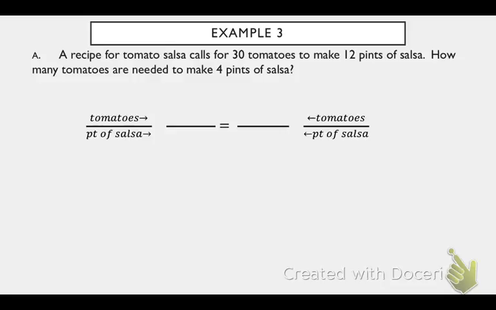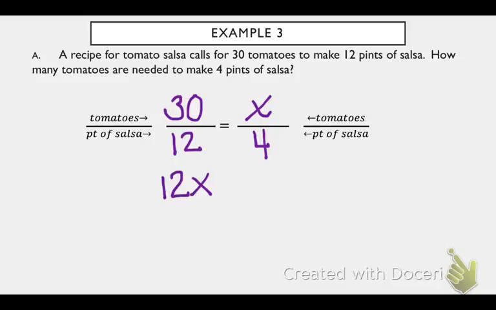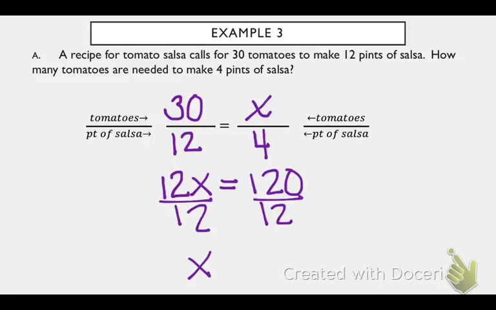So what I'm going to do is set up a proportion paying attention to my units. I'm going to put tomatoes on the top and pints of salsa on the bottom. And it doesn't really matter. I could do it the other way around, but I decided to do it this way because it's the order it is in the problem. 30 tomatoes to 12 pints of salsa. How many tomatoes are needed? So we don't know this. I'm going to put an x in the tomato spot on the right side to make 4 pints of salsa. Now, the way of figuring it out is very easy. I'm going to find my cross product equation. So 12 times x is 12x, and 30 times 4 is 120. I solve by dividing by 12, and I get x equals 10. Therefore, it takes 10 tomatoes to make 4 pints of salsa.